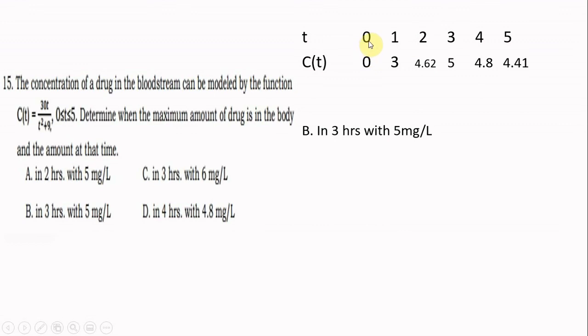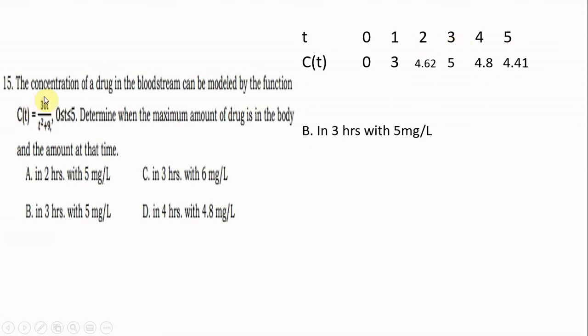When t is 0, the concentration is 0. When t is 1, all you have to do is substitute t by 1. So 30 times 1 is 30, divided by 1 squared, which is 1, plus 9 is 10. So 30 divided by 10 is 3. When t is 2, 30 times 2 is 60, divided by 2 squared, which is 4, plus 9, 13. 60 divided by 13 is 4.65.